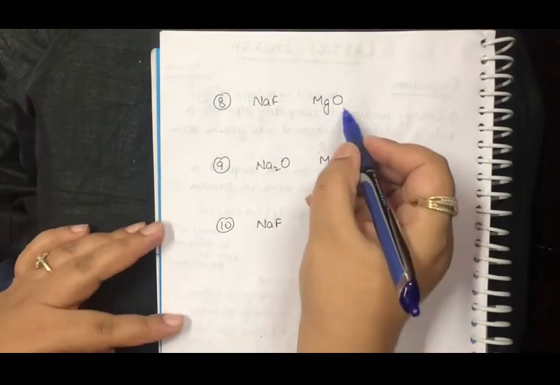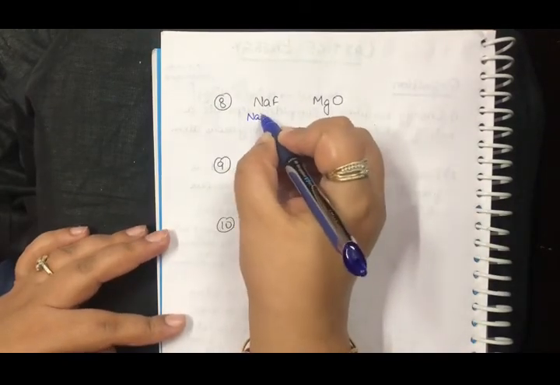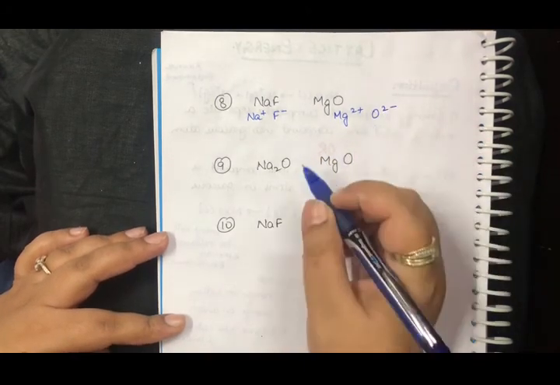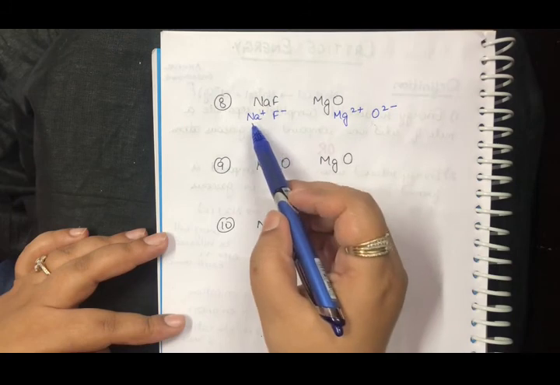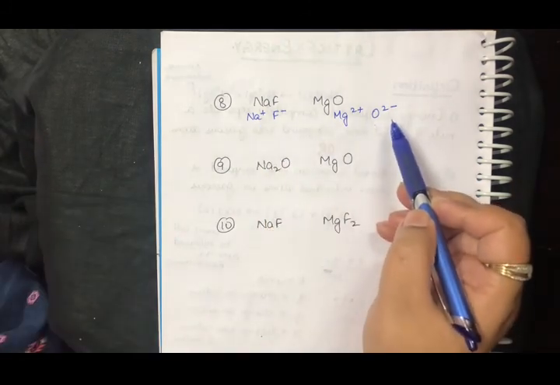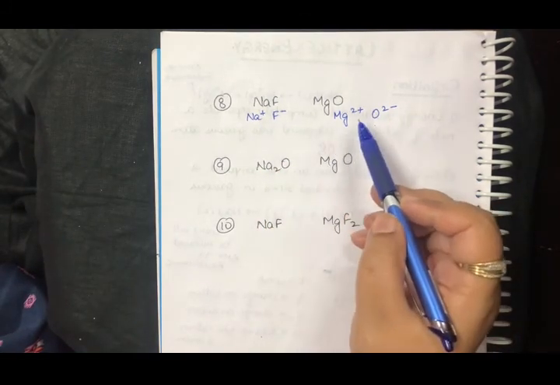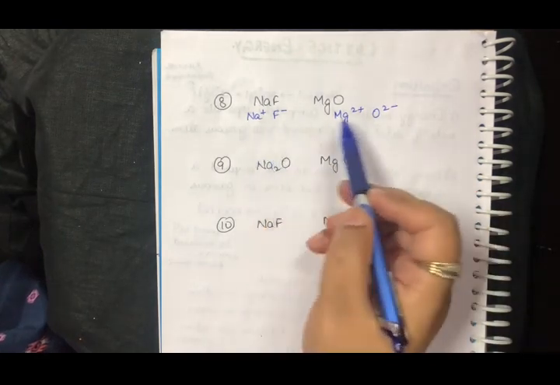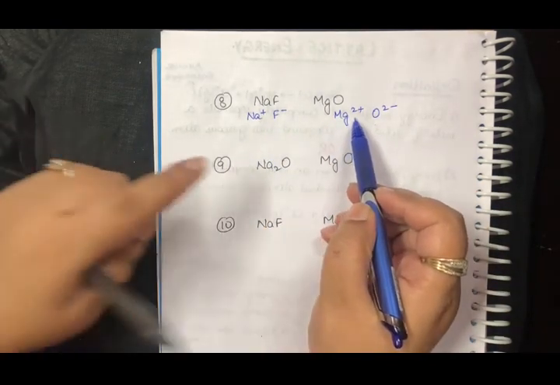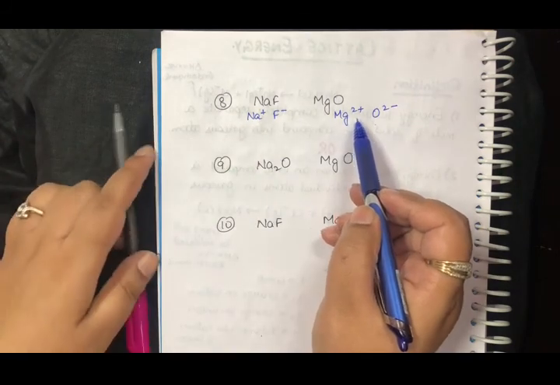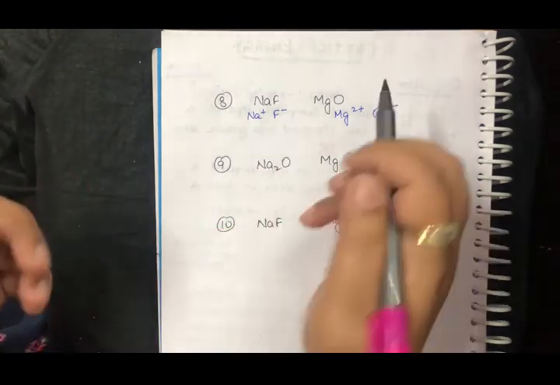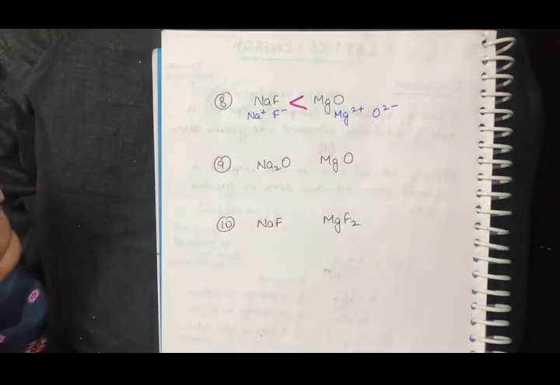Now we have NaF and MgO. So I have Na+, F-, Mg2+ and O2-. Now again I have to see that the cation and the anion, they both are of different nature. I do not have any common anion or cation here. What I can directly see by comparing both of them, the cation here also is having more charge than the cation here, and here the anion is having more charge than the anion here. So I do not even need to consider anything else. The lattice energy is directly in this order.